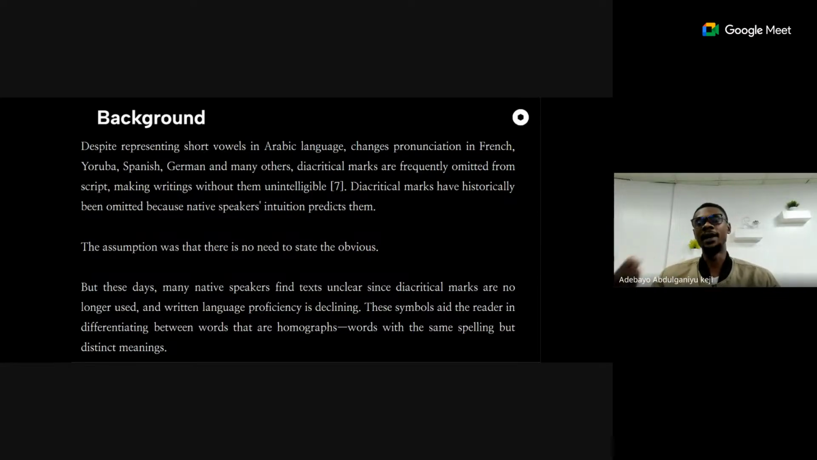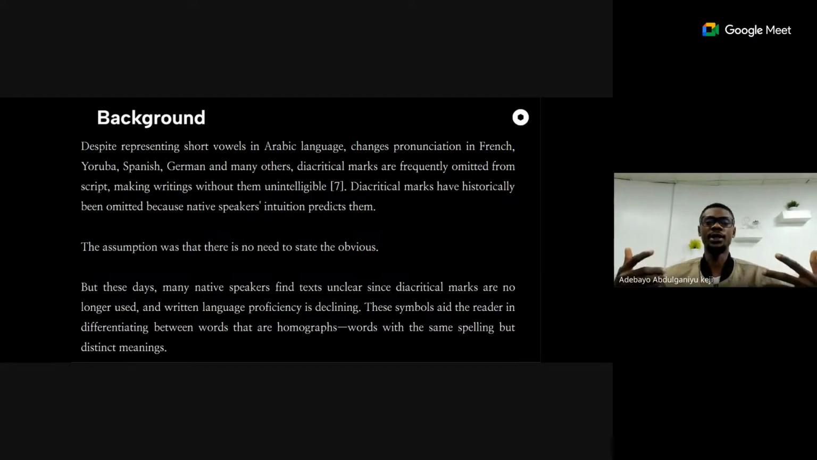So what about the people that are not native speakers of Arabic? So that is where the issue is going to come from. That is where we have a problem. So that's some kind of challenge that we have. So the assumption that was made is there's no need to state the obvious, as I said earlier. So when we are talking about the obvious, we are talking about the native speakers.